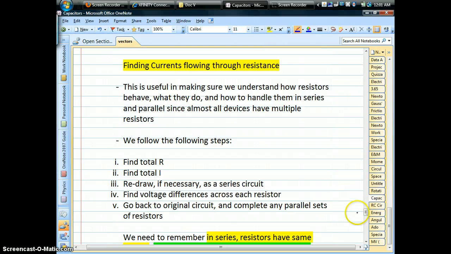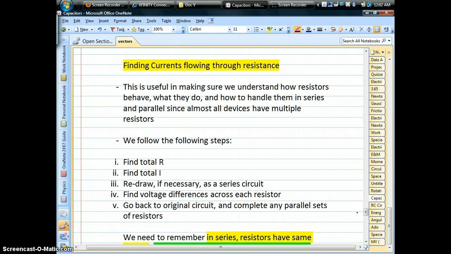Okay, we're back and we're looking at circuits. In particular, we're looking at resistor circuits where we need to find the single most important thing that people like engineers would be interested in: currents. How many amps, how much current is flowing through each particular resistor.